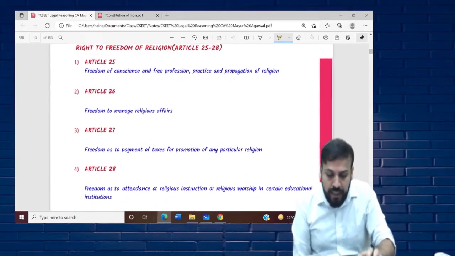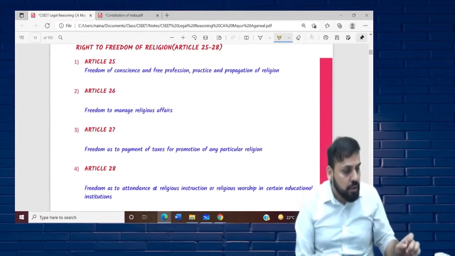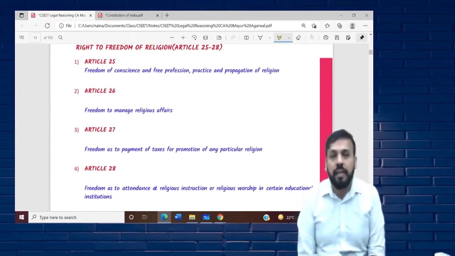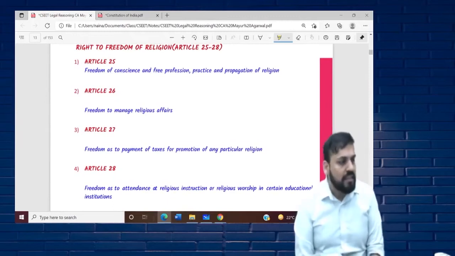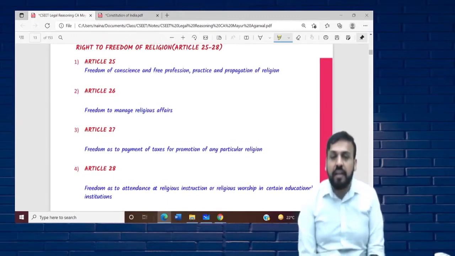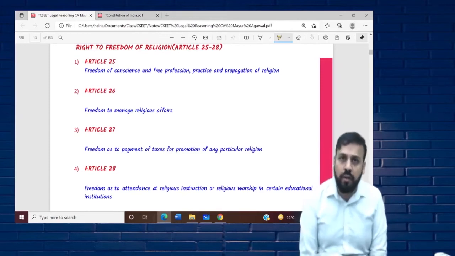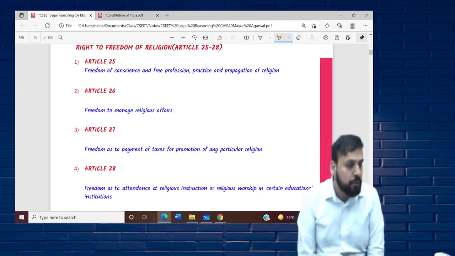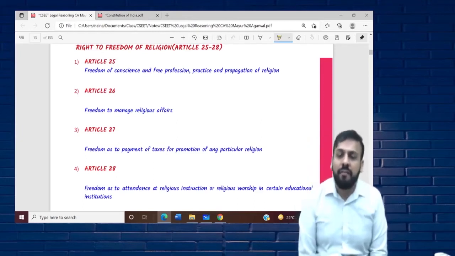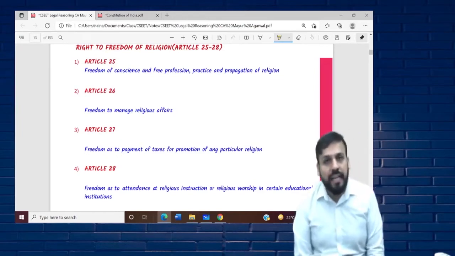You can attend any religious instructions that is allowed. So basically Article 25 is telling you to follow any religion. Article 26 is to manage religious affairs. Article 27 is that you do not pay taxes for religious institutions, and Article 28 is about following any workshop or any gathering relating to any prayers.